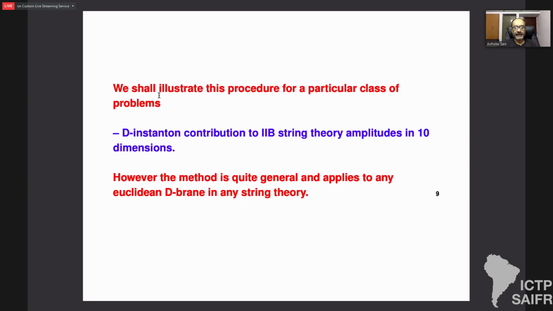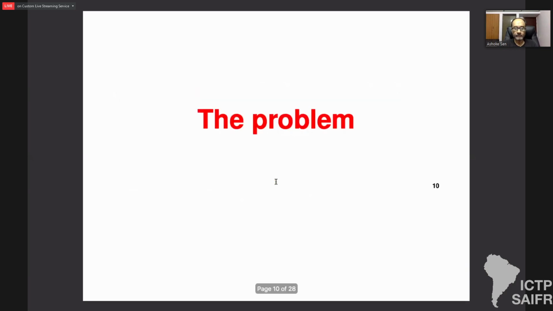So we'll illustrate this procedure for a particular class of problems. And these today will involve D-instanton contributions to type IIB string theory amplitudes in 10 dimensions. But I should emphasize that the method that I'll describe is quite general, and it applies to any Euclidean D-brane in any string theory. So let me now describe the specific problem that we want to tackle.